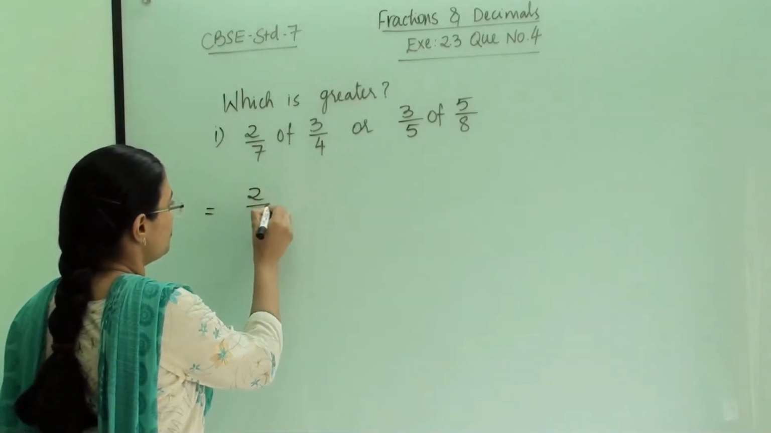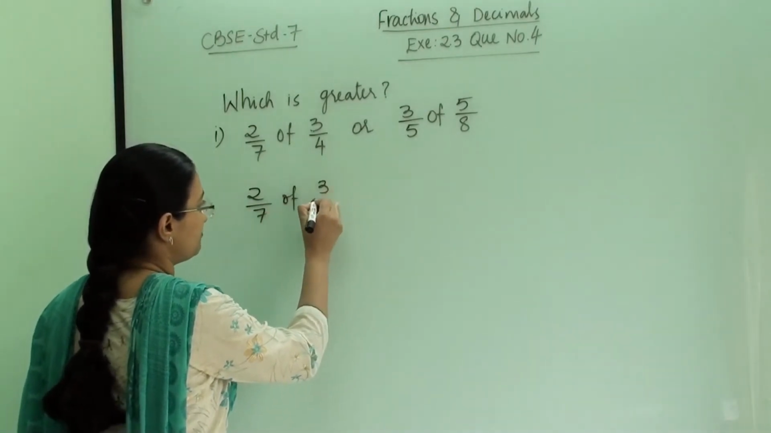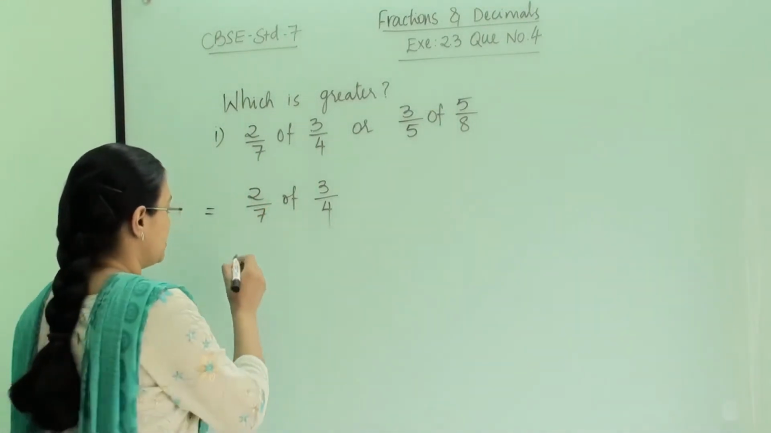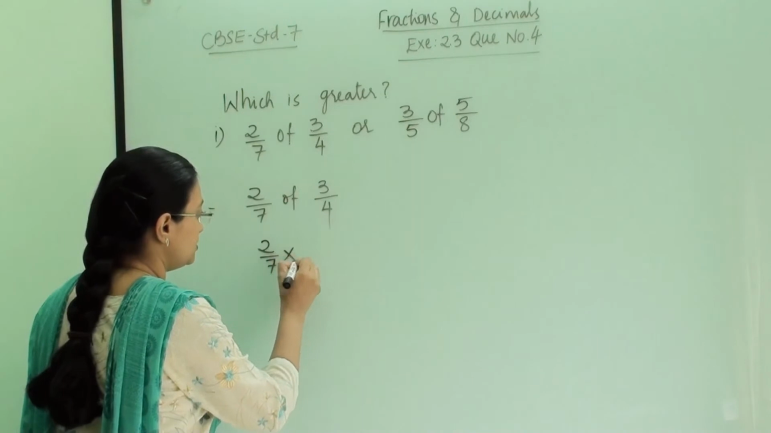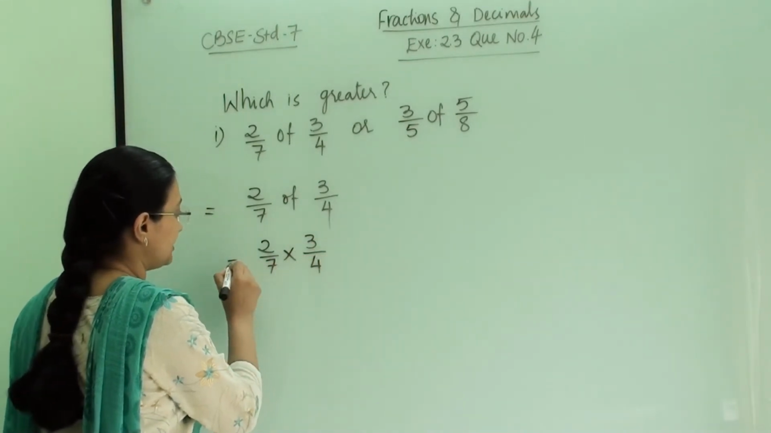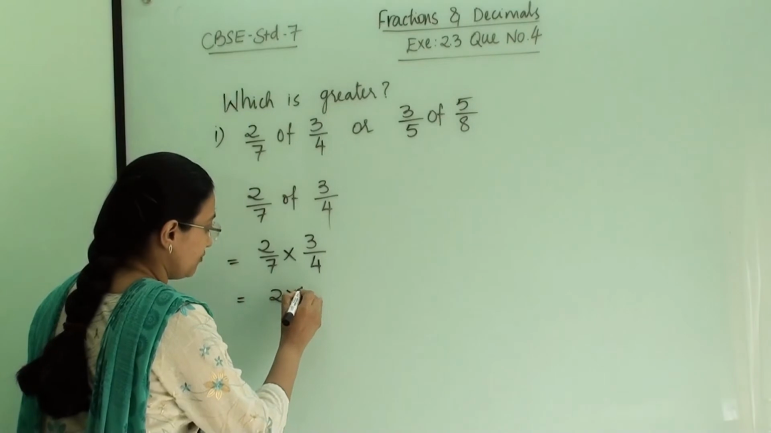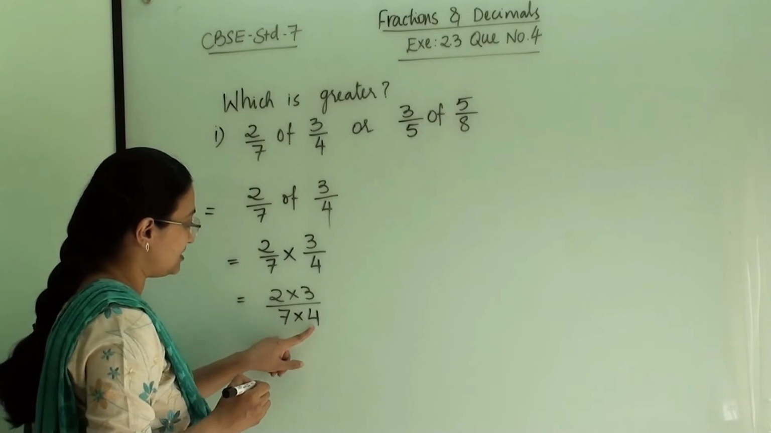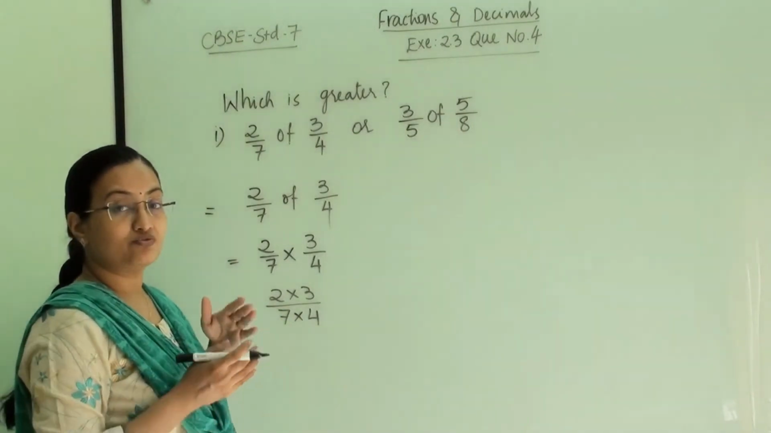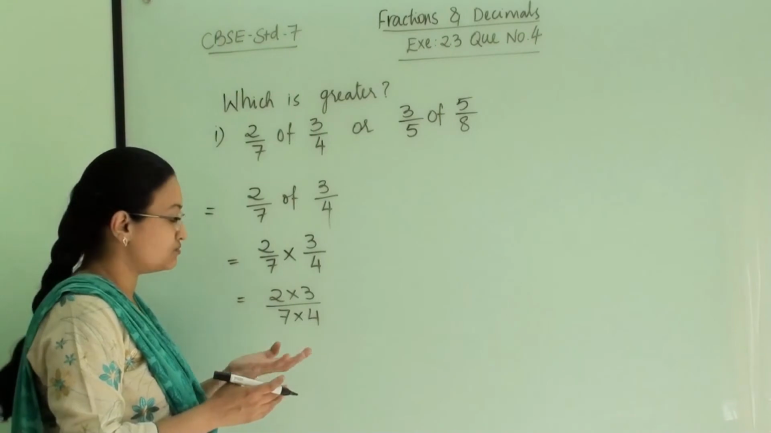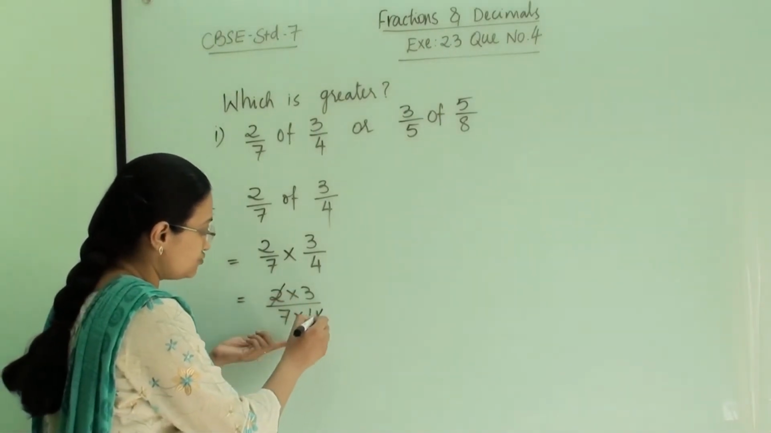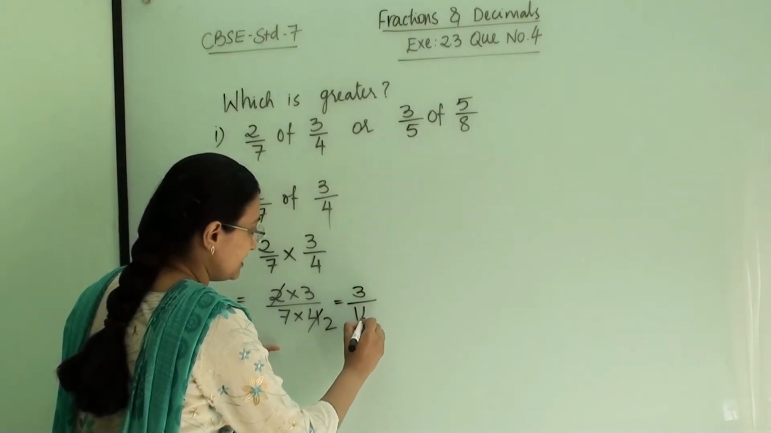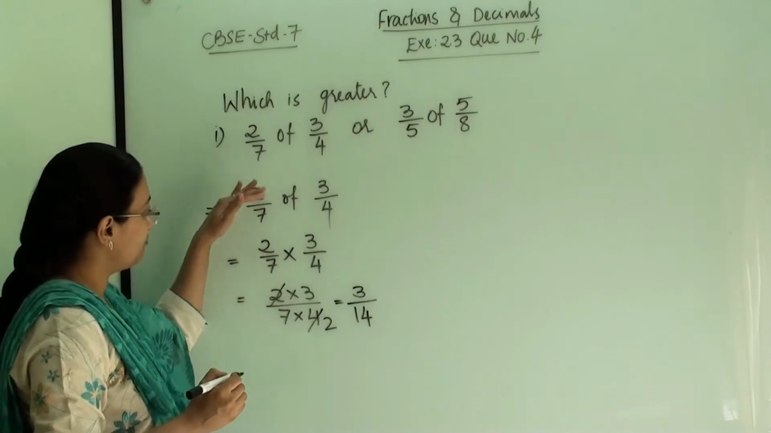So this is 2 by 7 of 3 by 4. So here of means we have to change it with multiplication sign. So 2 by 7 into 3 by 4. Both fractions are in multiplication. So now followed by simple multiplication, that 2 into 3 divided by 7 into 4. Now at the same time we have to check whether we can reduce these terms or not. So yes, we can reduce this. 2 2s are 4. So the answer we are getting here is 3 divided by 14. So this we are getting from this term.